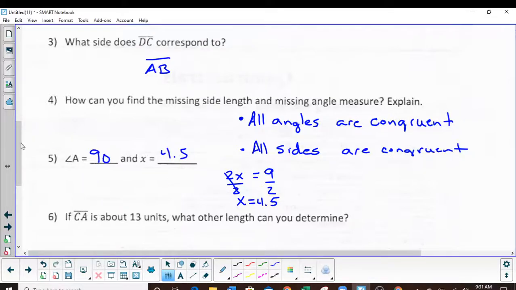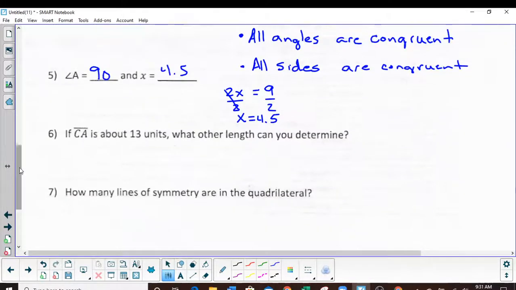Okay? Now let's look at 6. If CA, line segment CA, is about 13 units, what other length can you determine? We can determine that line segment DB, which is diagonal, okay, is about 13 also, because listen, in a square, here's another statement we can write, diagonals are congruent.